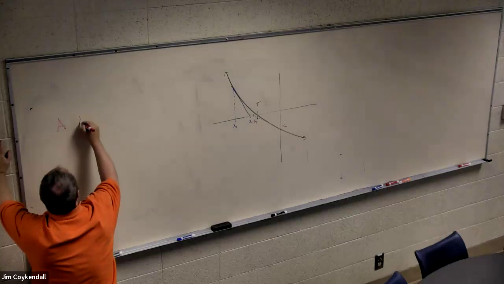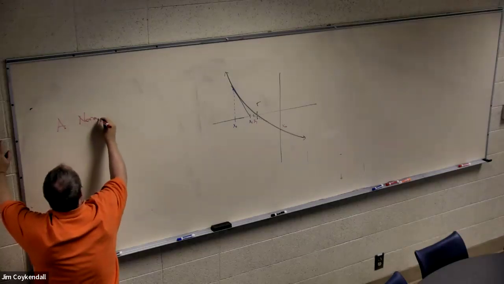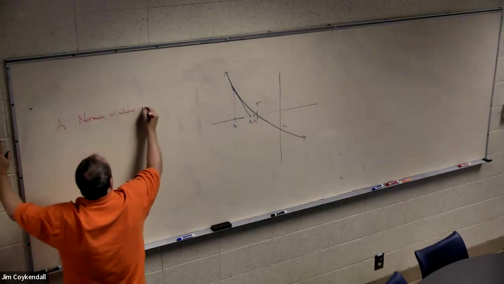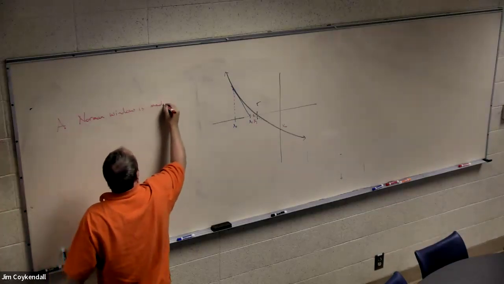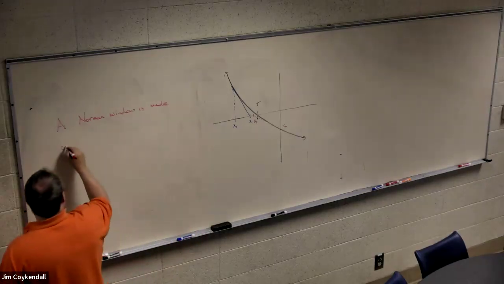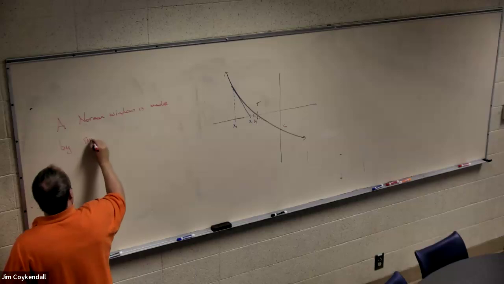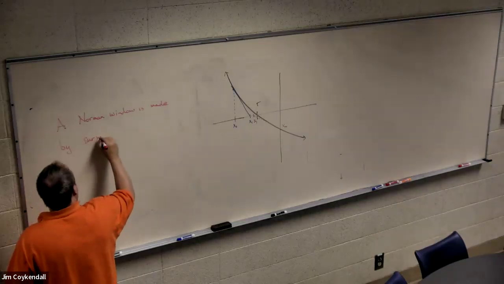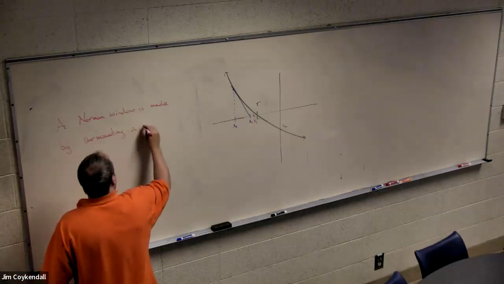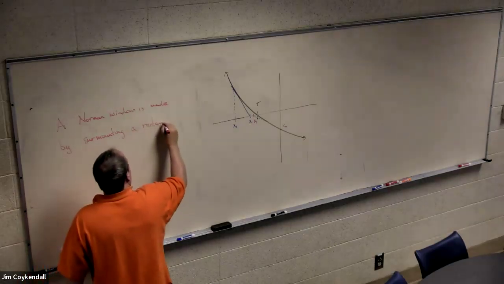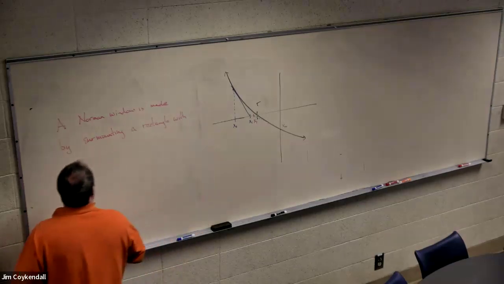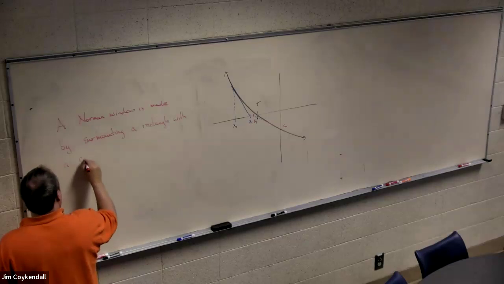A normal window. Right? By surmounting a rectangle with a semicircle.